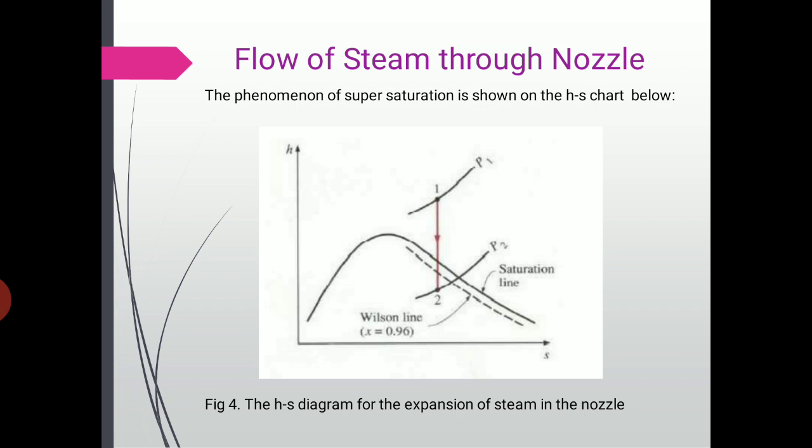So from P1 to P2, the pressure drops. So when the pressure drops, automatically what happens? The steam gets condensed here. So when the steam gets condensed, that phenomenon is called supersaturated steam. Okay, so this is exactly the flow of steam inside the nozzle. There is a concept called supersaturation that takes place.